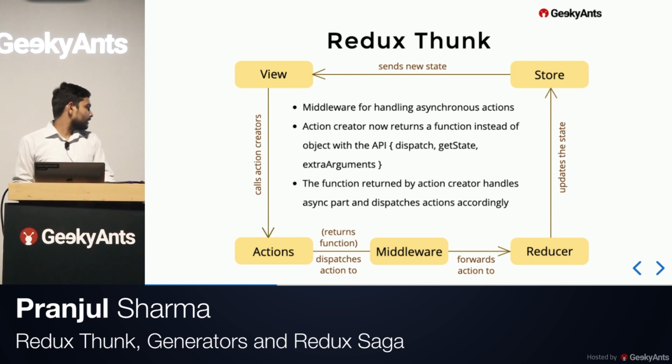So now you can see that the action now returns a function which is then executed by the middleware, and then the middleware forwards the action to the reducer and updates the store accordingly. So we will see Redux Thunk in action.